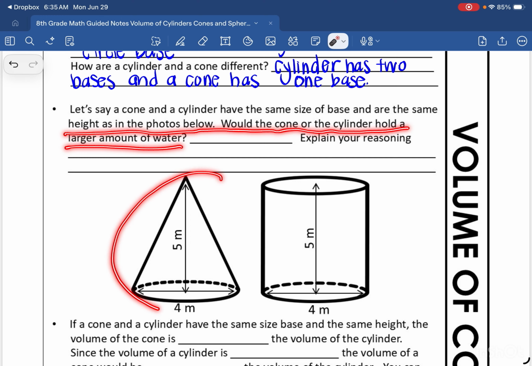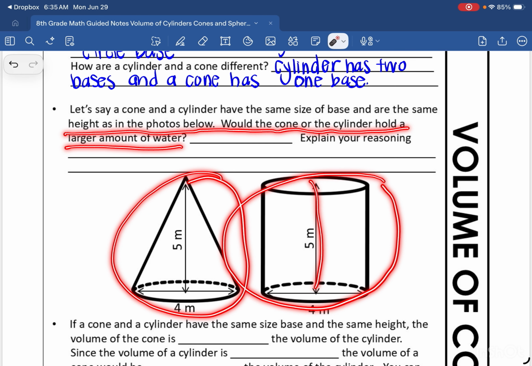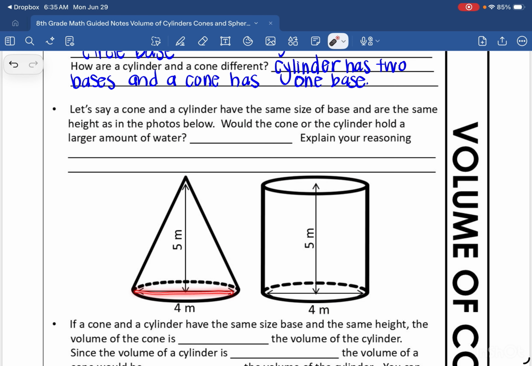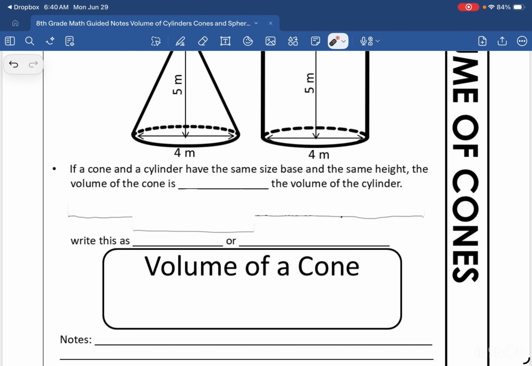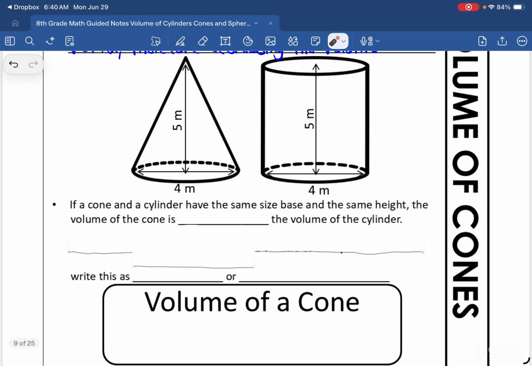So we look at these two shapes. They both have the same height and the same diameter of the circle. The cylinder is going to hold more water because the sides of the cone slope to a common vertex, therefore decreasing the volume. If a cone and a cylinder have the same size base and the same height, the volume of the cone is 1/3 the volume of the cylinder.